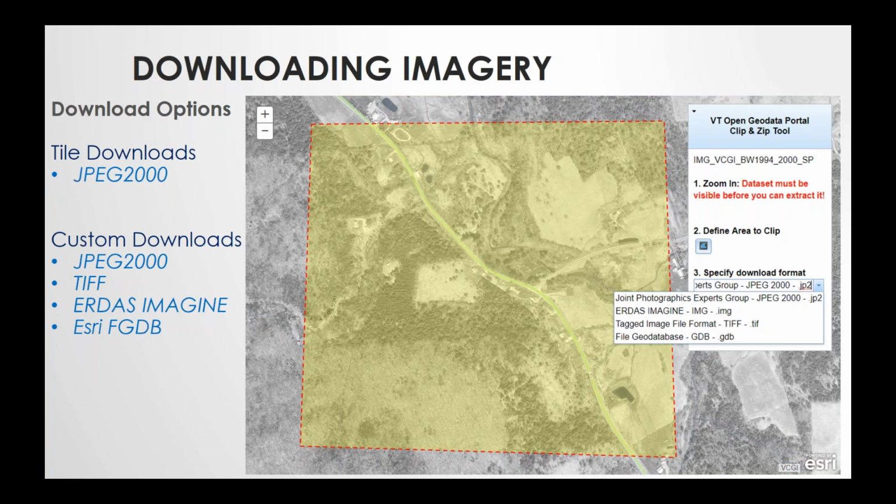and now I can choose what format. So you can choose from JPEG 2000, TIFF, ERDAS Imagine, and ESRI file geodatabase. Just be aware that it does have size limits, so you can't select a really large area. But this is a good tool if you have a particular project within a certain area and you just want to go in and snag that piece of the imagery. This is a good tool for doing that.